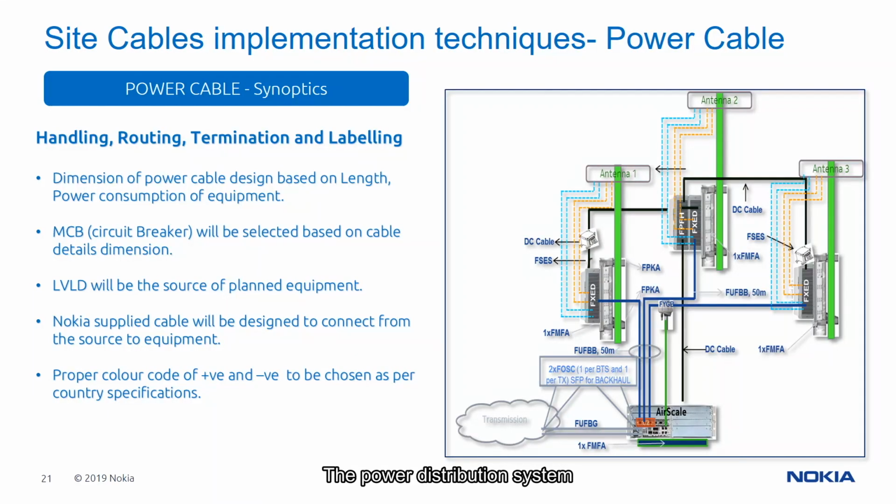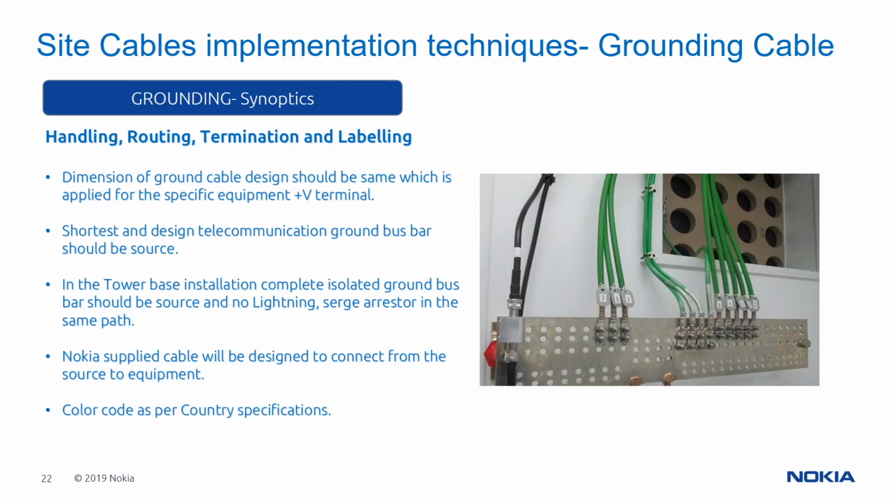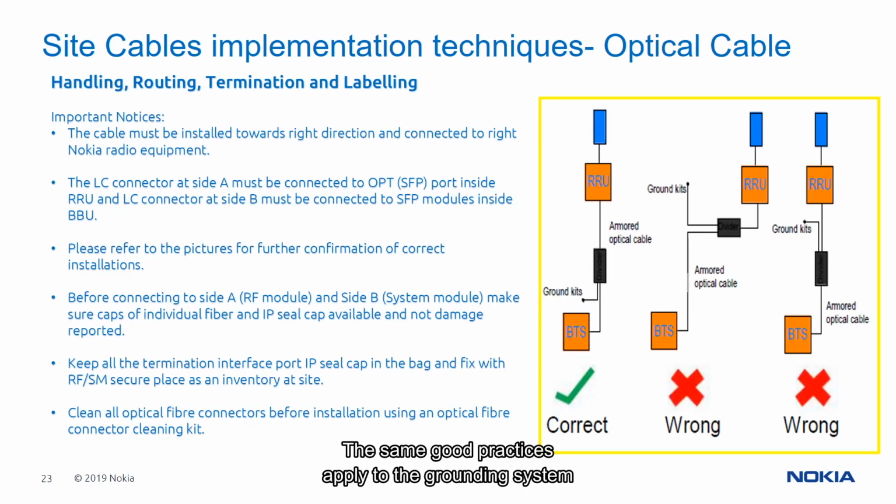The power distribution system related to power cable diameter dimensioning is based on the required power load and cable length. Circuit breakers need to be selected according to cable dimensions. Right power cable color coding to be used according to country specifications. Grounding cable. The same good practices apply to the grounding system where local instructions have to be followed with color coding.